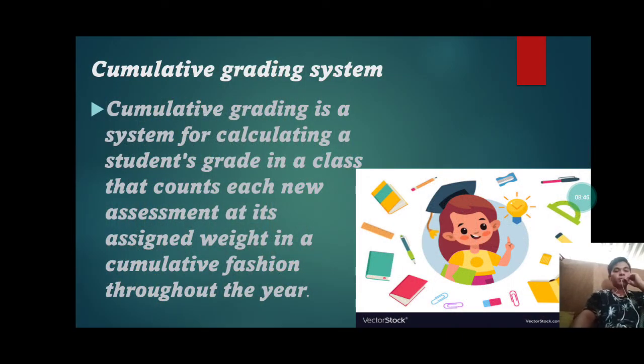Cumulative grading system. Cumulative grading system is a system of calculating a student's grade in a class that counts each new assessment and its assigned weight in a cumulative fashion throughout the year. This system is widely used in traditional grading settings. One thing to note is that these grades are not generally weighted in this system.